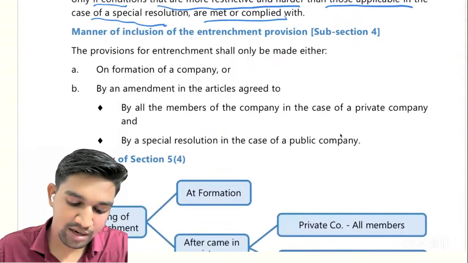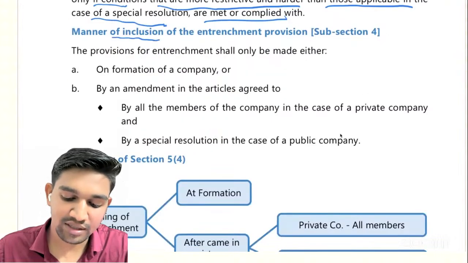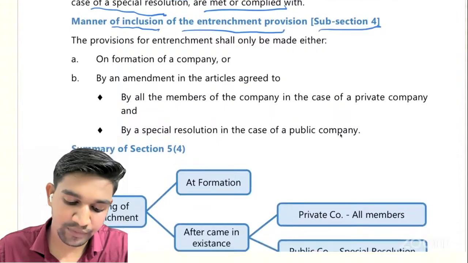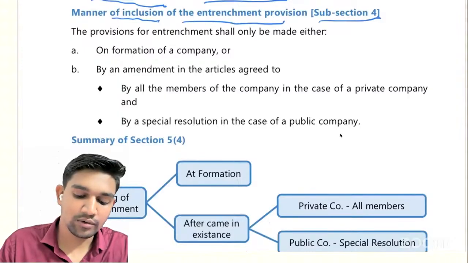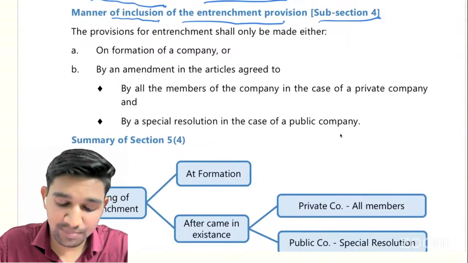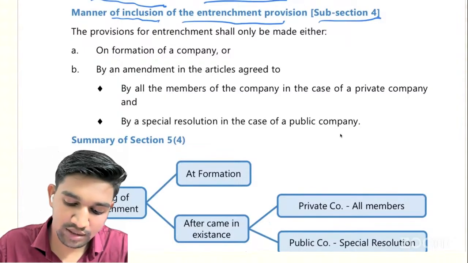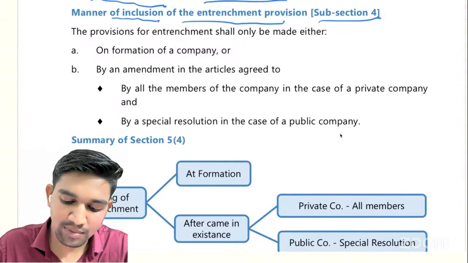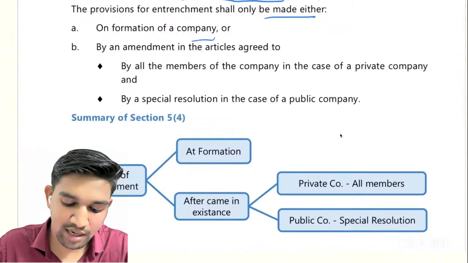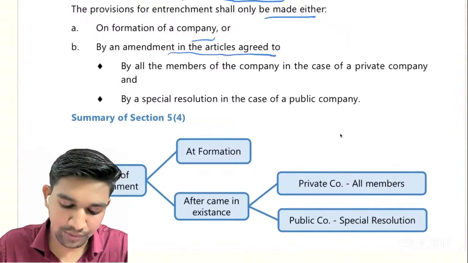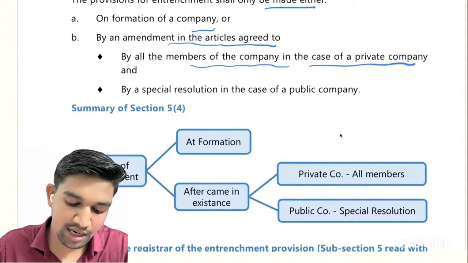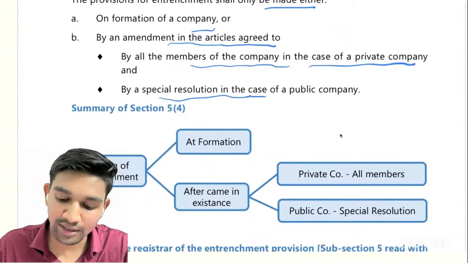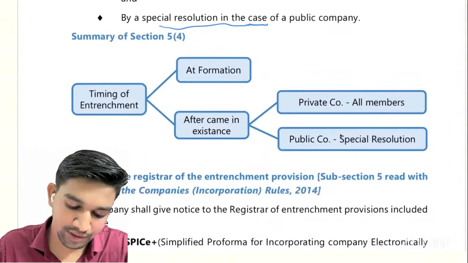The manner of inclusion of the entrenchment provision, subsection 4. Subsection 4 of section 5 of the Act says that the entrenchment provision can be included either on the formation of the company or by an amendment in the articles agreed to by all the members of the company in case of a private company, and by special resolution in the case of a public company.